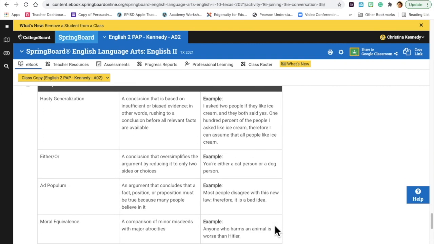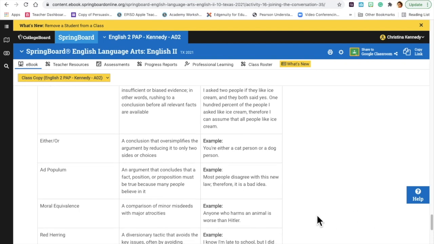So first one, hasty generalization. I love this one. I have a teacher friend of mine who refuses to go to the Alamo Drafthouse, like ever, because he says they're racist. And the reason why he said that is he had a very bad experience the first time he went, and now he assumes they're always like that, right? He's taking one small experience and he is making a generalization about all the experiences he could have there.